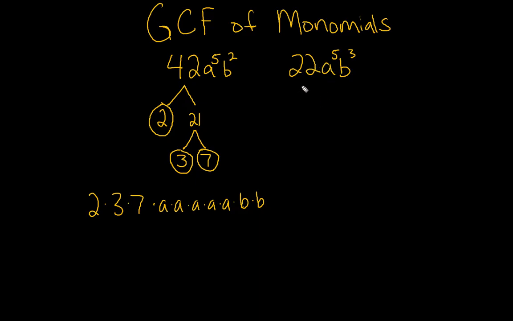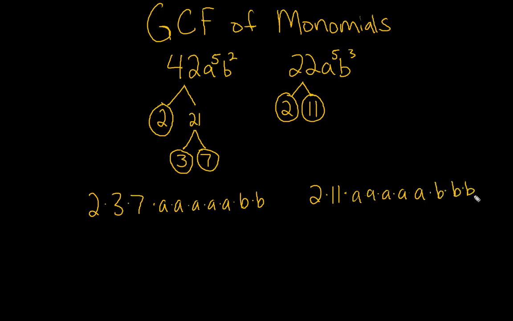We're going to do the same thing over here. Here we have 22, so we're going to do 2 times 11. I notice right away these are both prime numbers, so we don't have to break these down any further because there aren't any more factors to split these into. So this is going to be 2 times 11. Again, we're going to break the a and the b down into however many are there for the exponent. So we have 5 a's again, and this time we have 3 b's.